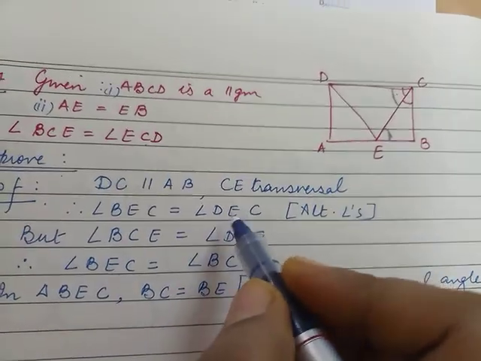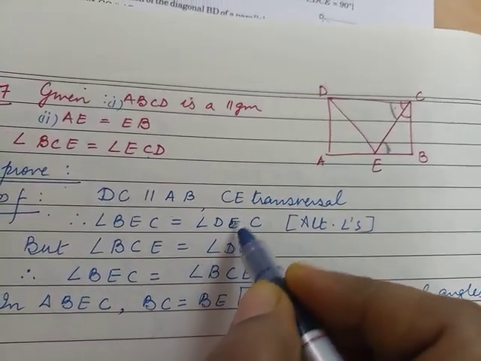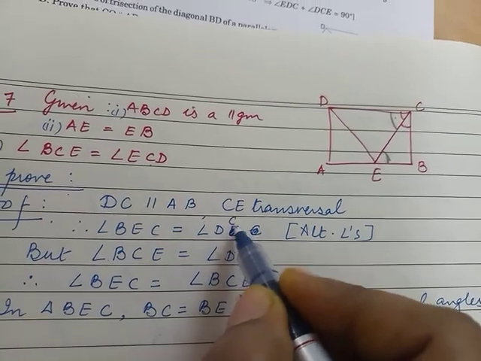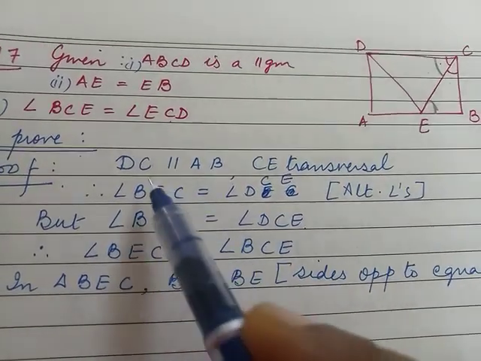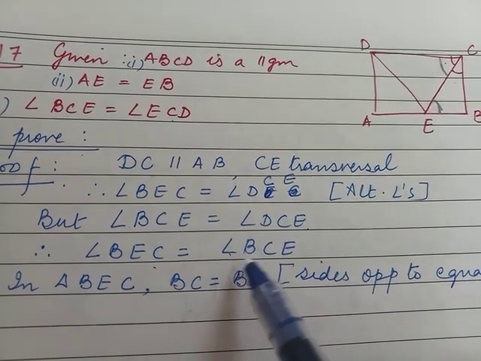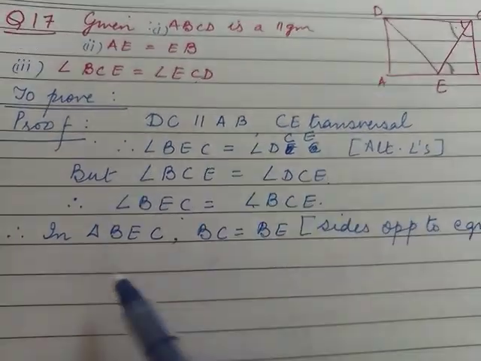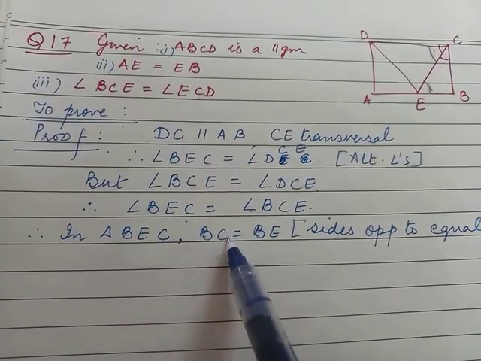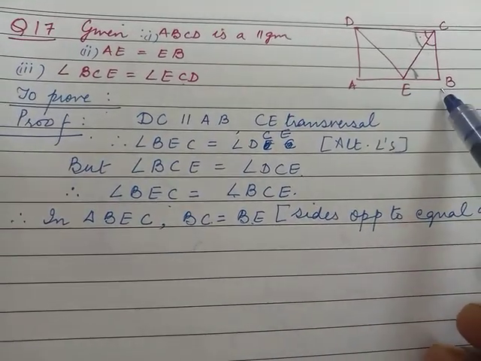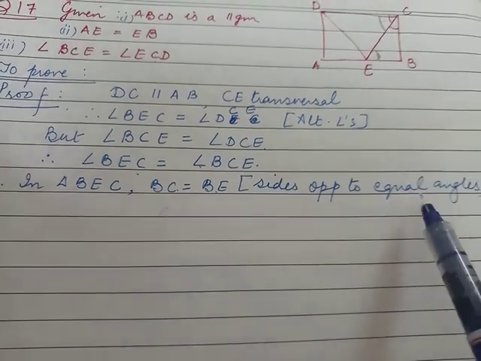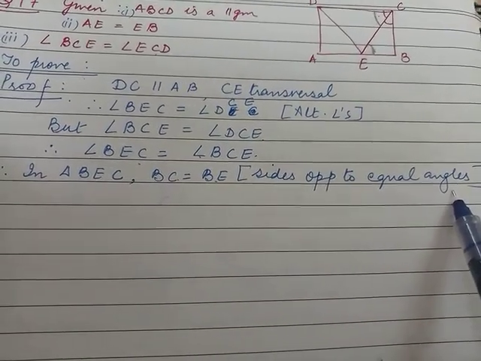I just make a correction here. It is not DEC, it is DCE. So from these two we conclude that angle BEC is equal to angle BCE. Therefore, in triangle BEC, the two sides BC and EB will be equal because sides opposite to equal angles are equal.